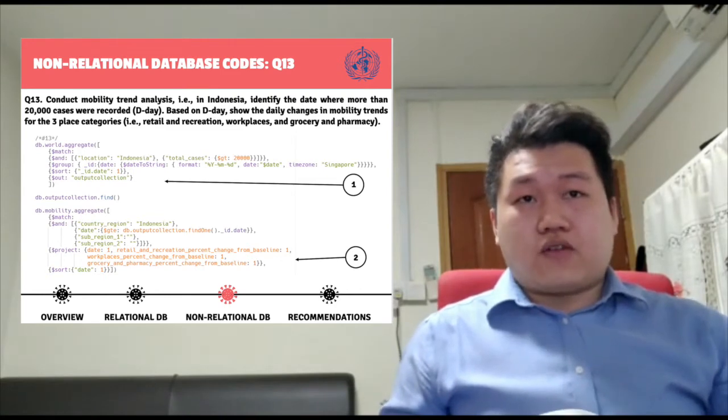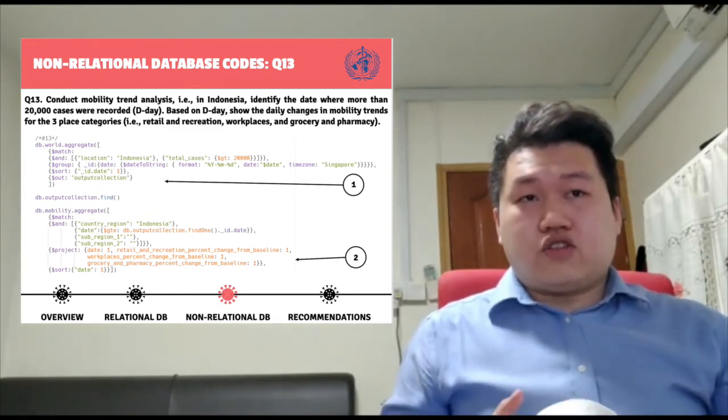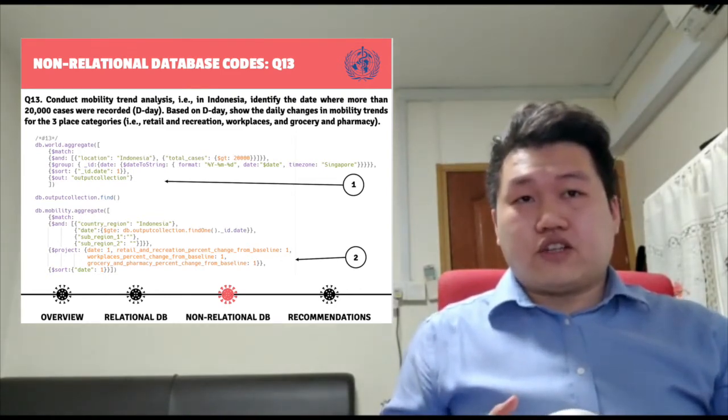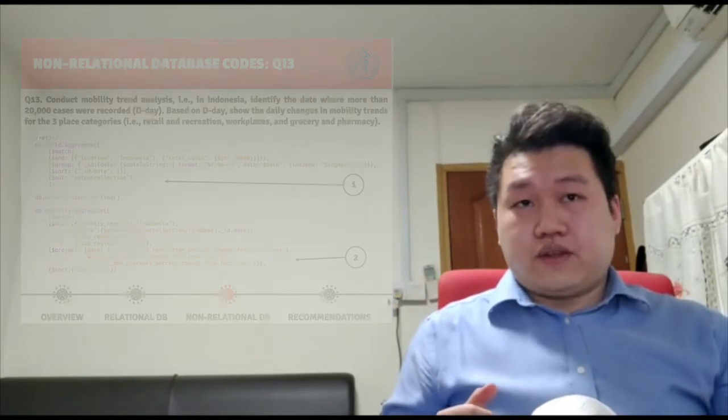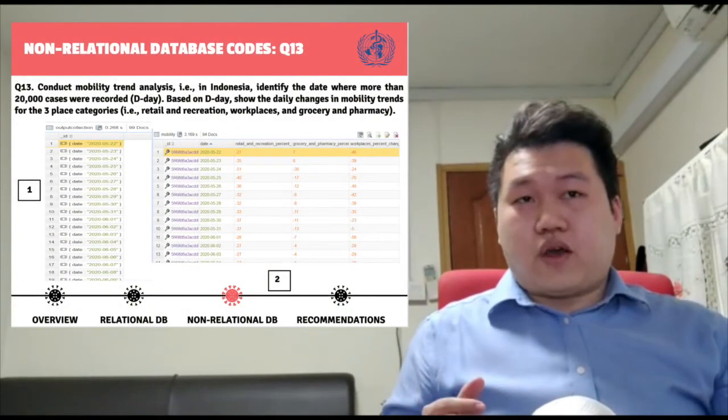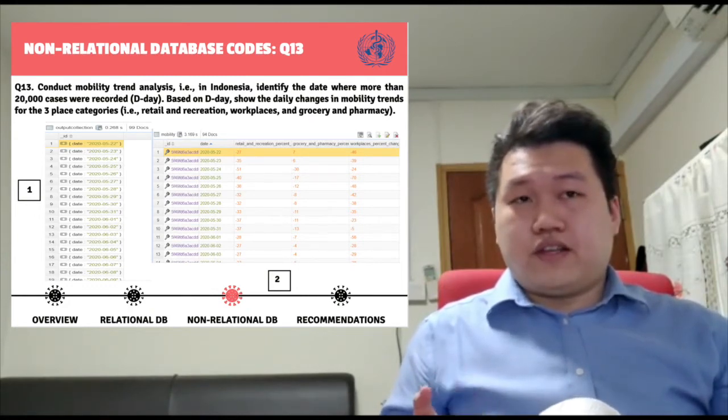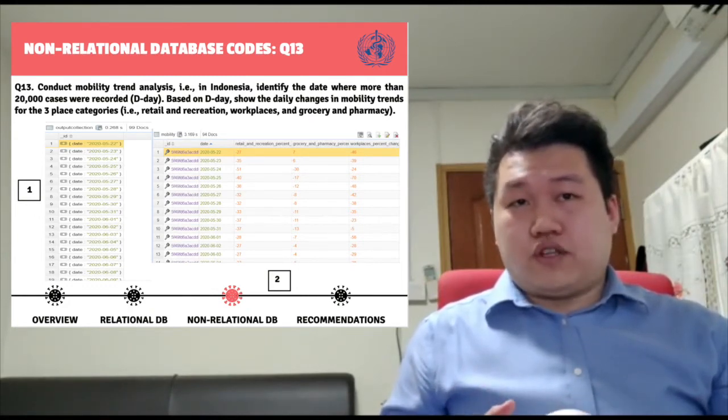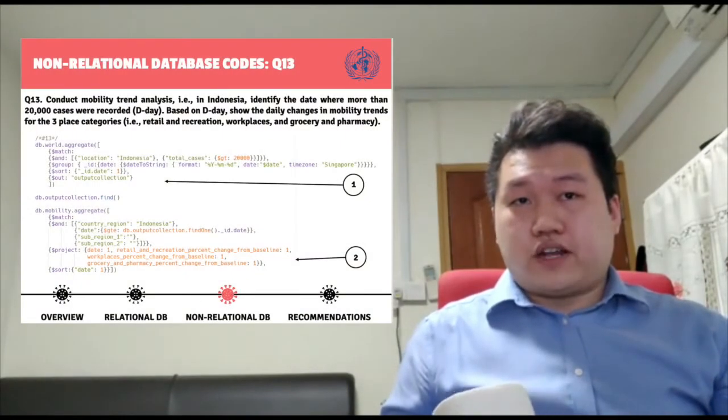So the first part of our query matches the world collection to documents having Indonesia as their location with total cases greater than 20,000. Then we group them according to their dates and sort them according to their dates as well in an ascending order. The results will show the dates from when Indonesia has more than 20,000 cases recorded, with the first result being the D-Day, which is the first day it broke 20,000 cases. Then we output the result into a temporary collection, output collection.